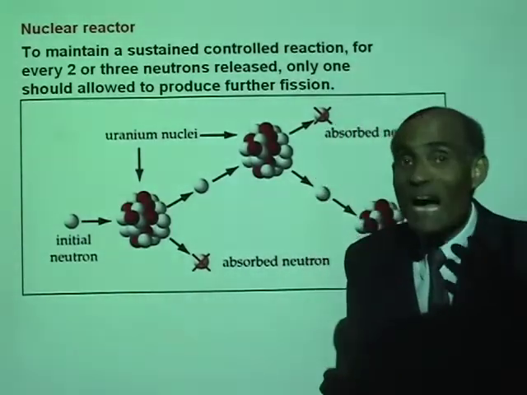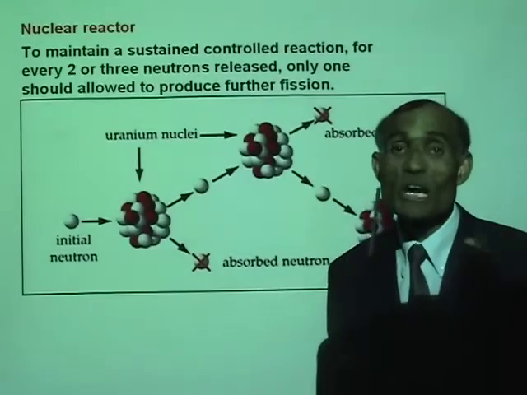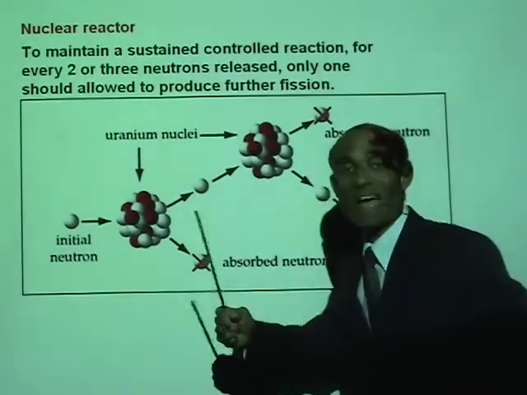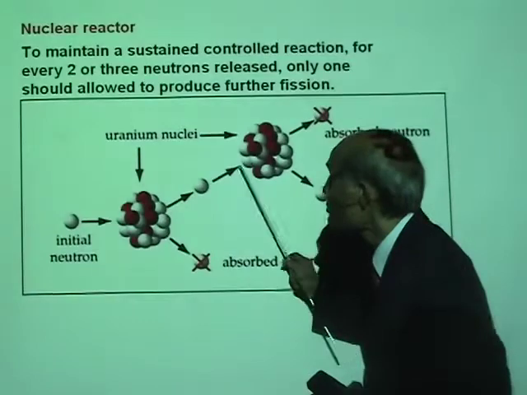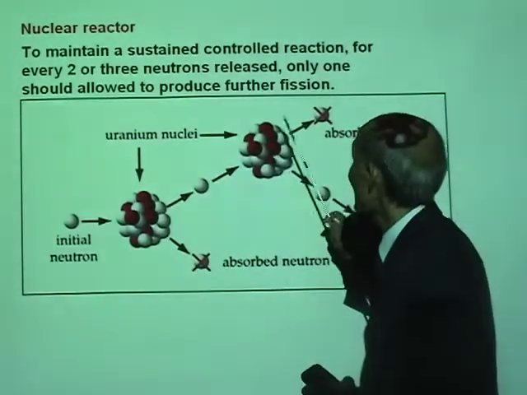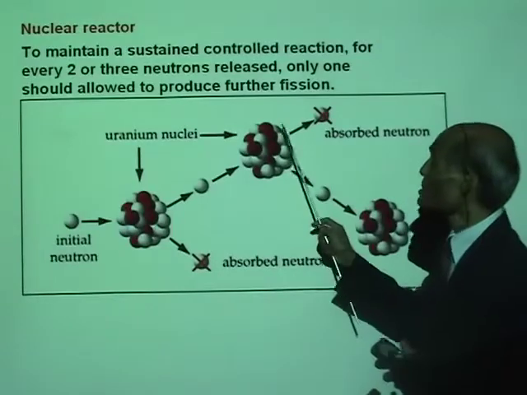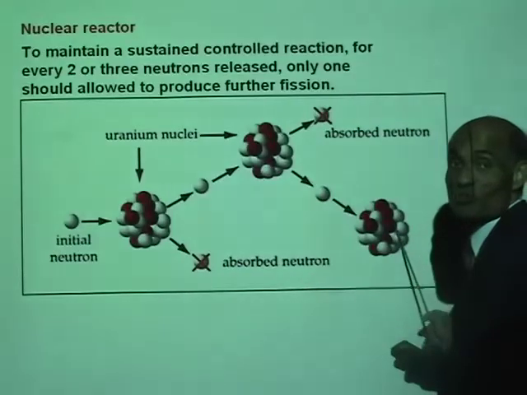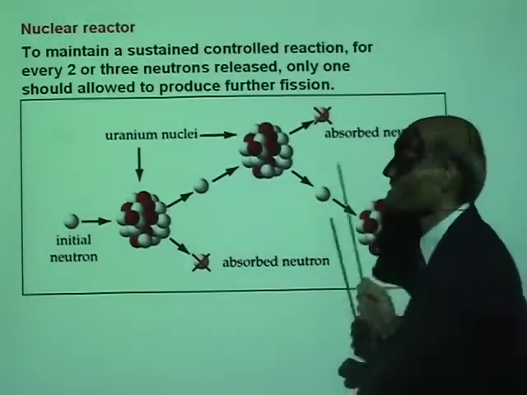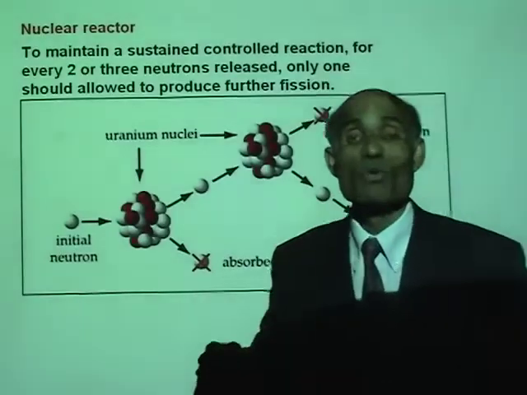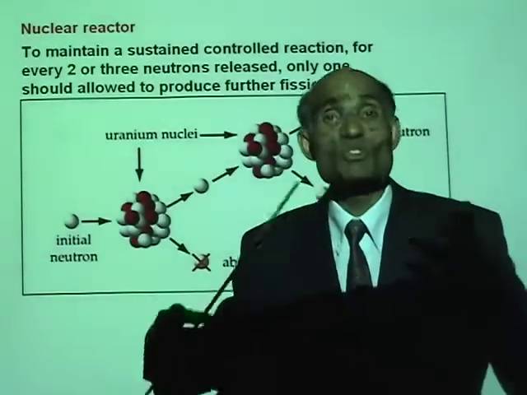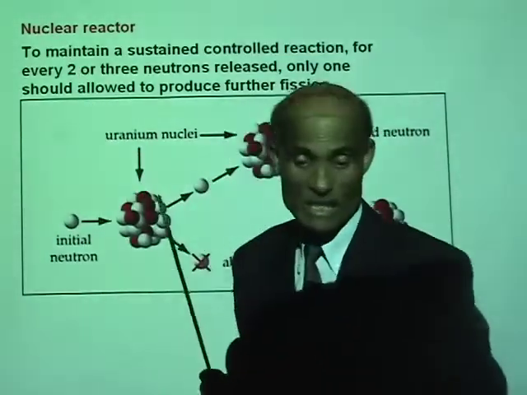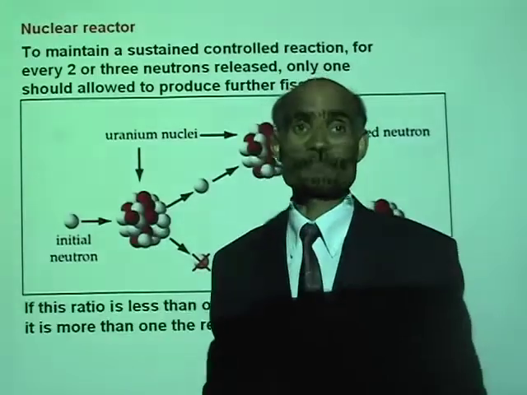So a nuclear reactor uses good neutron absorbers like boron, so that extra neutrons can be absorbed. Only 1 neutron per fission is allowed to go and produce further fission. When fission is produced here, only 1 neutron is allowed to produce further fission, the other is absorbed. Now, this is how we obtain what is called a controlled chain reaction. So what happens in a nuclear reactor is a controlled chain reaction.